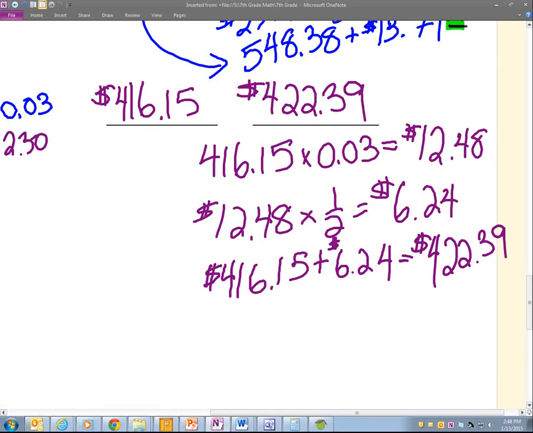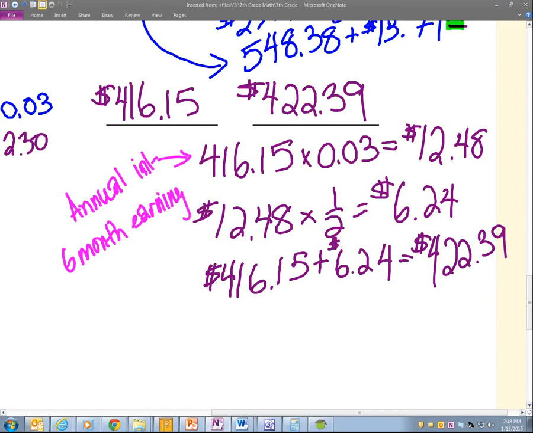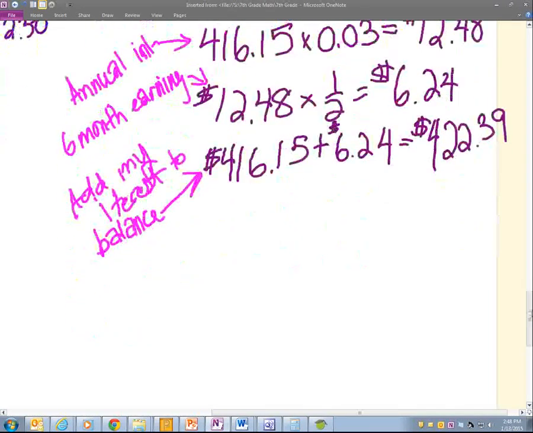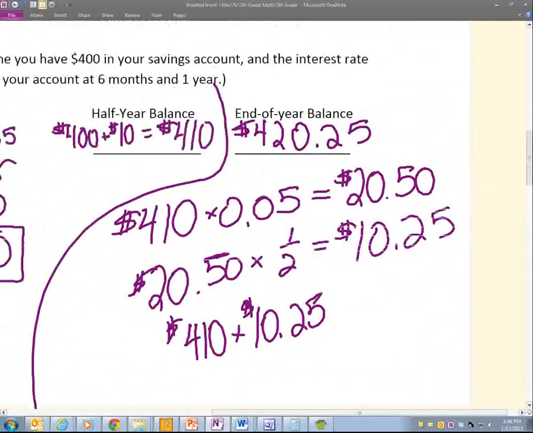So once again, this is what's happening with this. I have my annual interest. Then I wanted to find the 6-month earning. Then I had to add my interest to balance. To add the interest to balance, I'm going to circle those so my teacher knows what's going on. And let's see, we did all those.